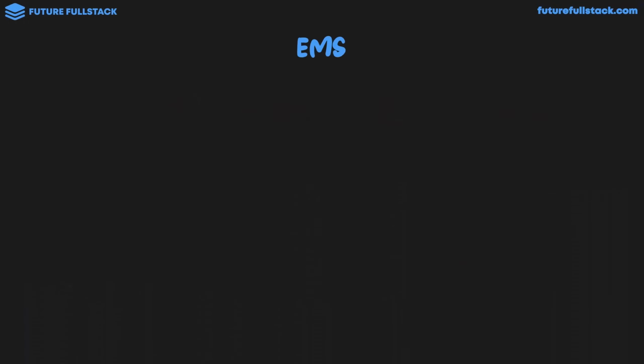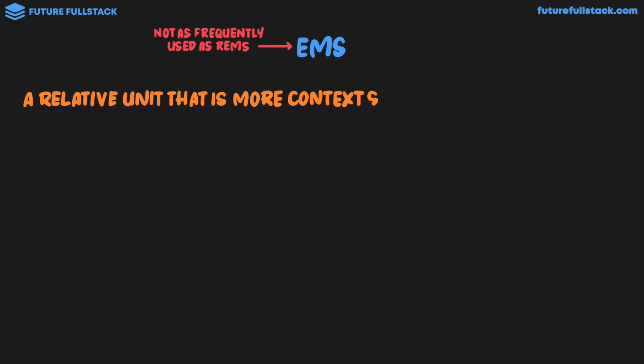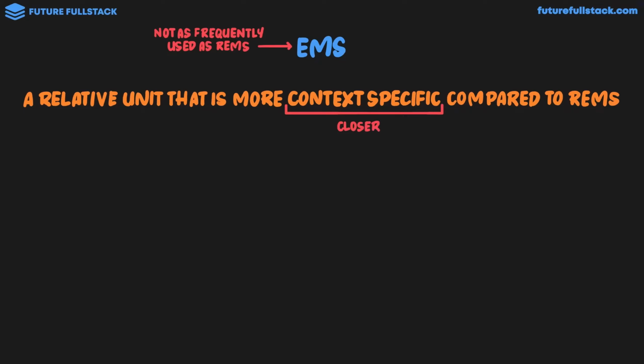Let's now look at EMs. Now, EMs are not as frequently used as REMs, but we do need to go through them, as you will see them out there in the wild, and you also may want to use them in your own project. EMs are a relative unit that is more context-specific compared to REMs. When I say context-specific, I just mean closer. As you know by now, inside an HTML file, you can have many levels of nesting. REMs are relying on the root HTML element, which could be many nested layers above the element you're styling. EMs are not based on the root element. They're based on an element much closer to the specific element that you're now styling.